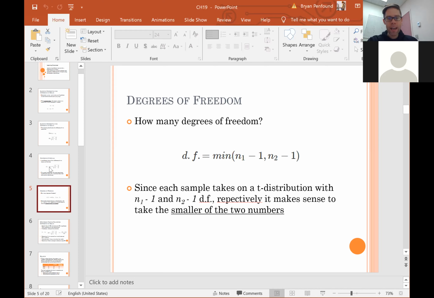So n1 and n2 represent the sample sizes of our two subpopulations of data that we've collected. We subtract 1, and then we'll take the smaller of those two numbers. And by taking the smaller of those two numbers, we essentially don't take more probability than we should when we're gathering our evidence. So that's the reasoning for utilizing this particular approach. It's essentially not to take more probability than we should based on the data that we've collected.